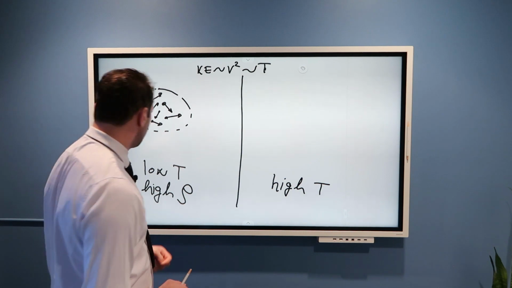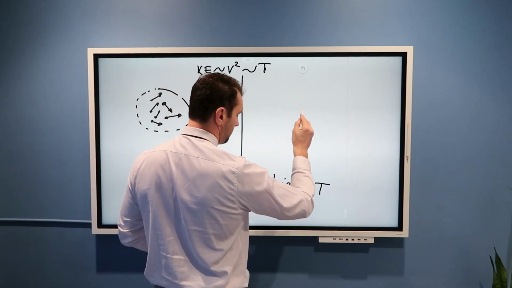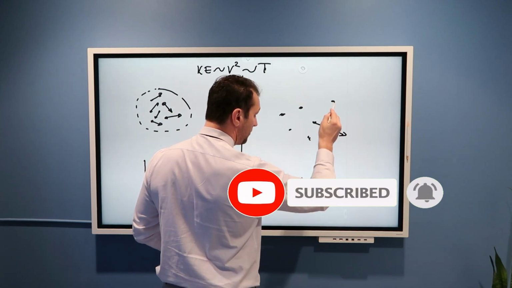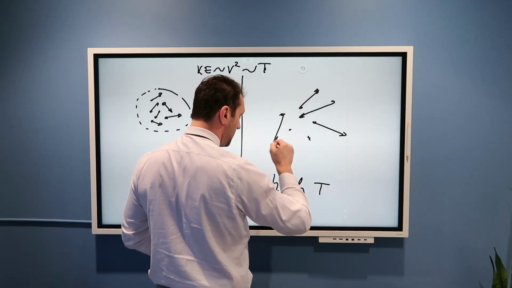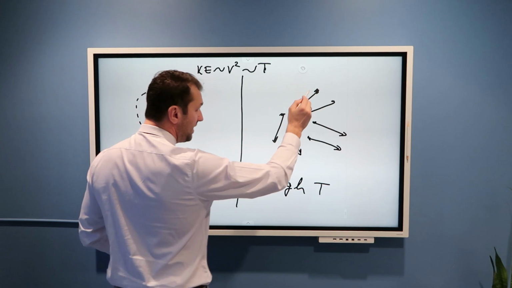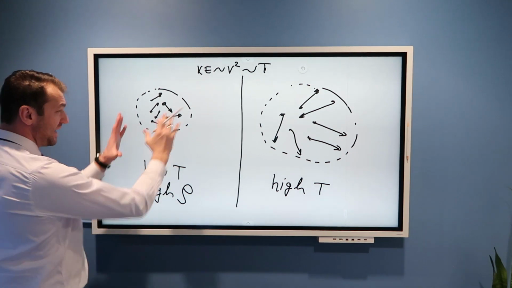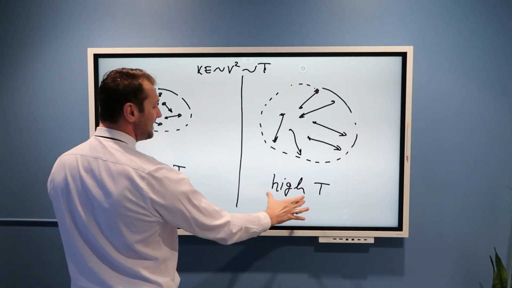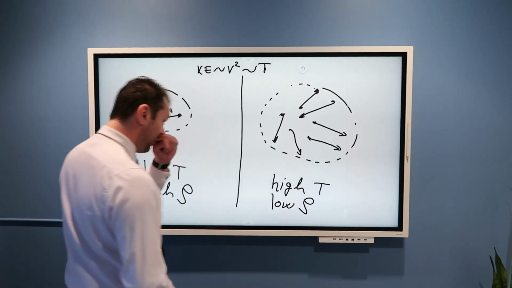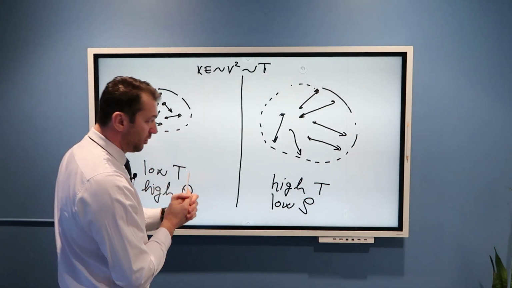Now high temperature, let's see, we have 1, 2, 3, 4, 5, 6 atoms. Because these atoms on average have much higher kinetic energy, that means they are moving much faster, they tend to occupy bigger space. This is in 3 dimensions. So you can see that high temperature means low density. Because in both cases I have 1, 2, 3, 4, 5, 6 atoms or molecules.